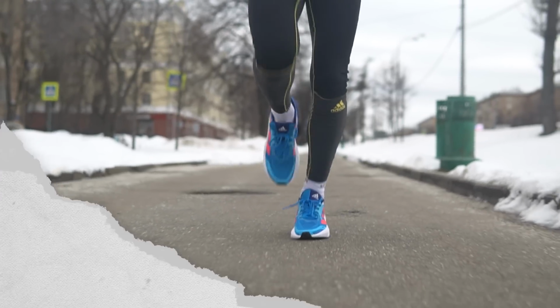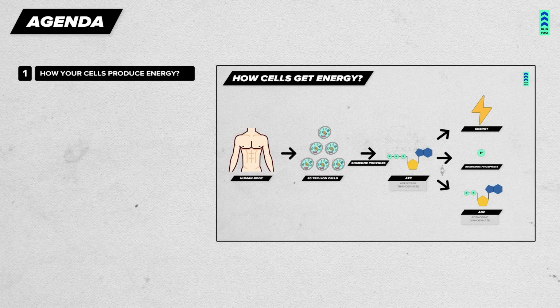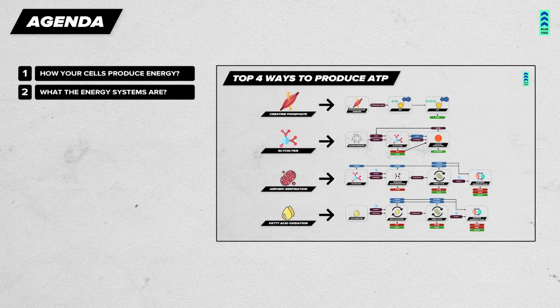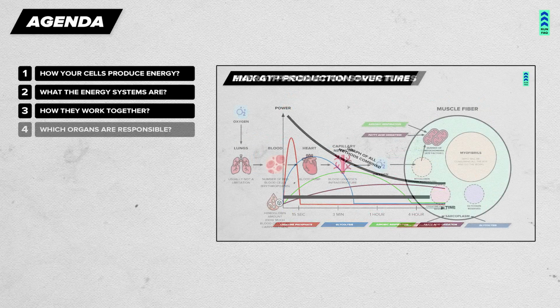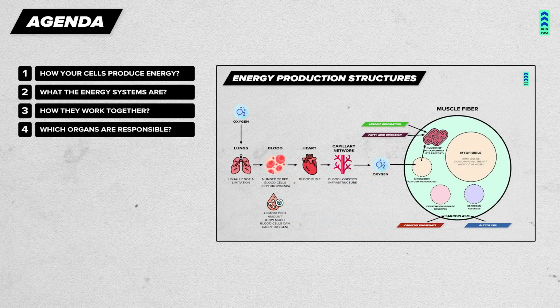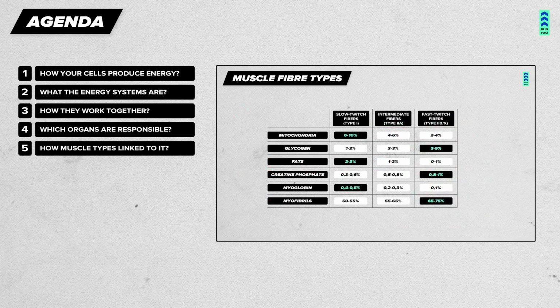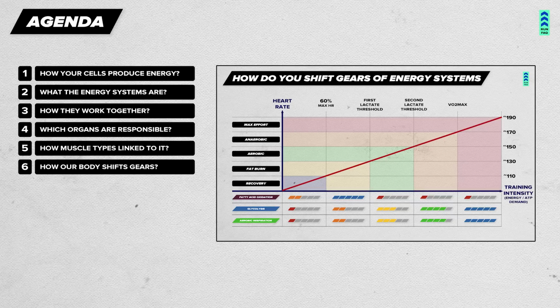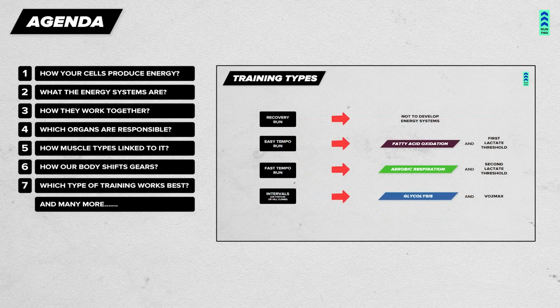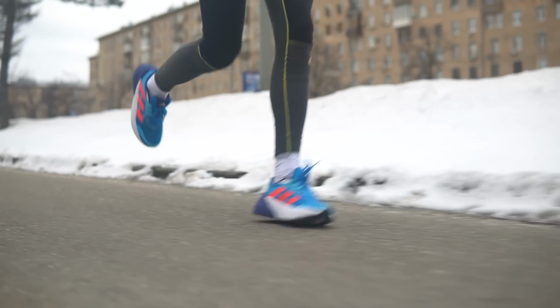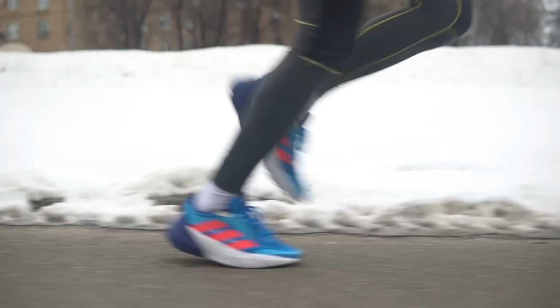In this video, you learn how your cells produce energy, what the energy systems are, how they are interconnected, which organs are responsible for which energy systems, how different muscle types correlate with these systems, how our body shifts gears between energy systems, and finally, which type of training works best for each energy system. Crazy amount of information, all interconnected and structured so that you get the full knowledge of your body.